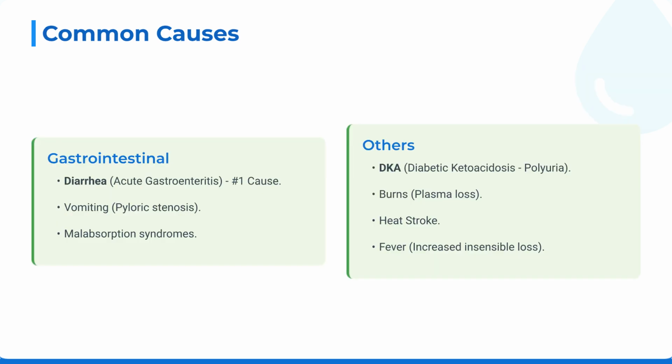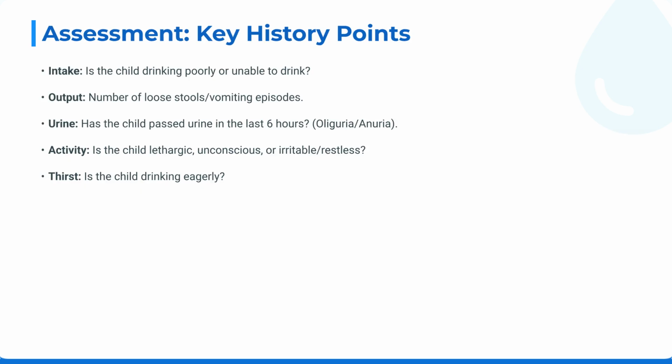The most common causes are gastrointestinal issues like diarrhea and vomiting. Other causes include diabetic ketoacidosis, burns, heat stroke, and fever due to increased insensible loss. Key history points for assessment include evaluating fluid intake and output, checking for urine passage in the last 6 hours, observing the child's activity level, and noting their thirst.